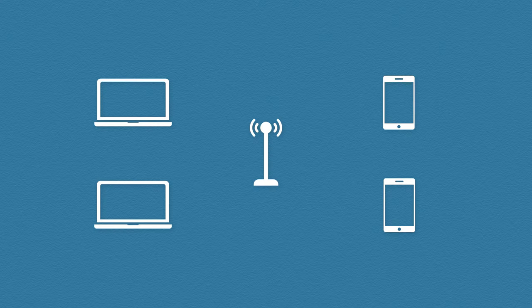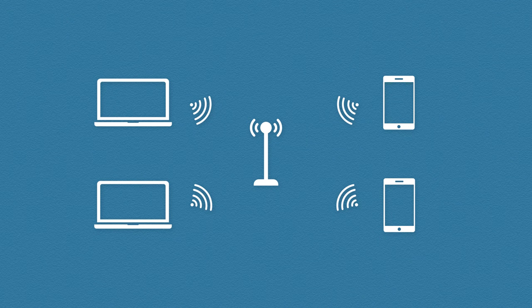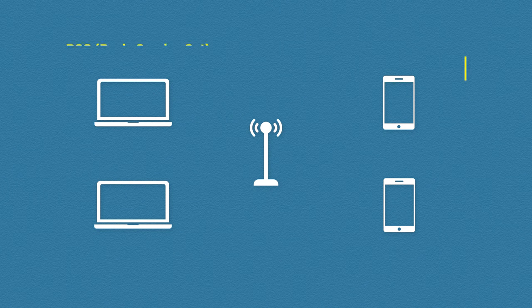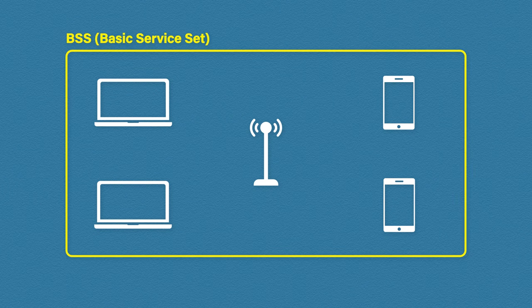So how exactly do we do that? Well, first we need something called a wireless access point, also known as a WAP, or simply AP. This access point is the center of our wireless network. Our laptops, phones, and other devices will then connect to our access point through the air and form our wireless network. So here we have a very basic wireless network. This is known as a Basic Service Set, or BSS. This is where we have an access point connecting multiple devices, which are known as members of the BSS.